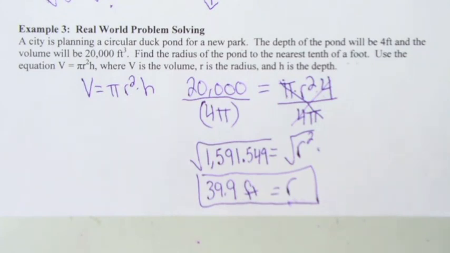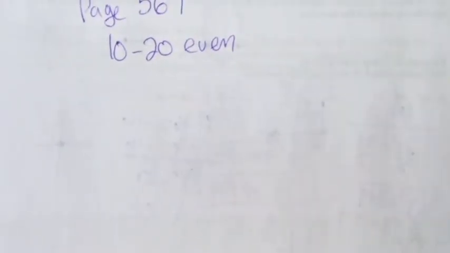Okay, your assignment for today is page 567, numbers 10 through 20 even. There's a formula on the board over here to the right where it says A equals S squared. That's the formula you're going to use for number 20 on the homework.